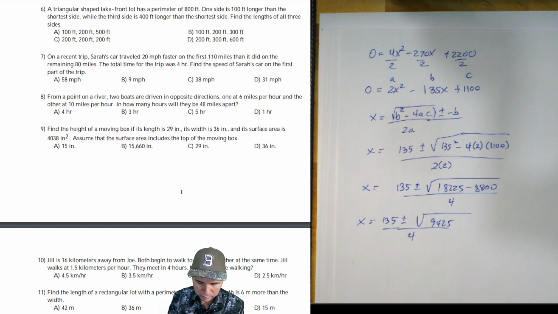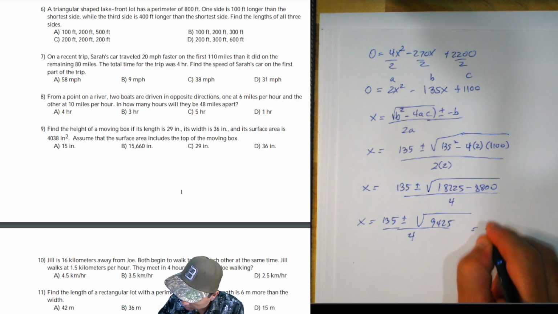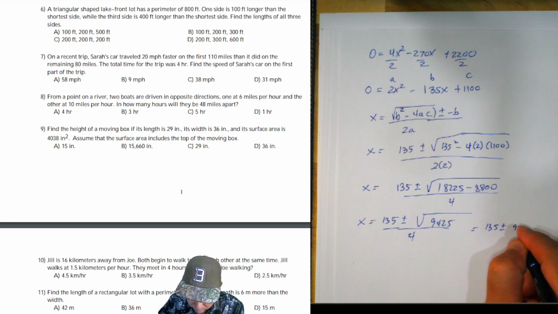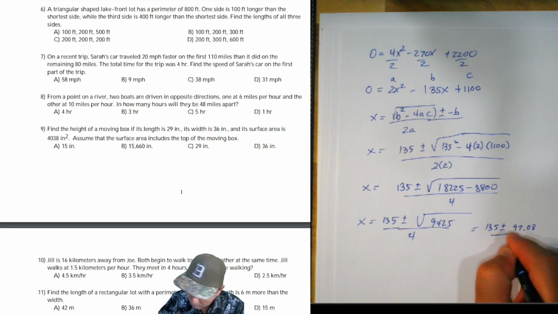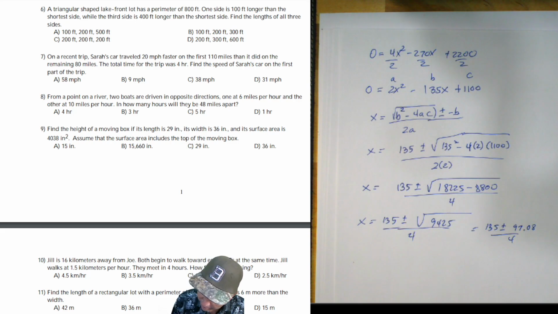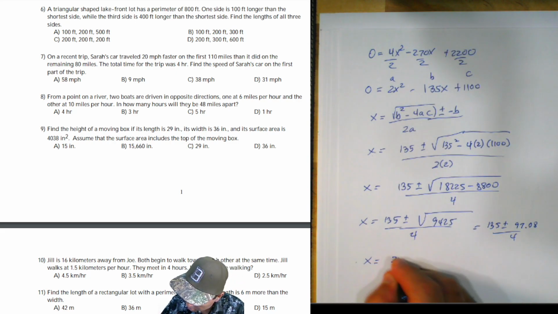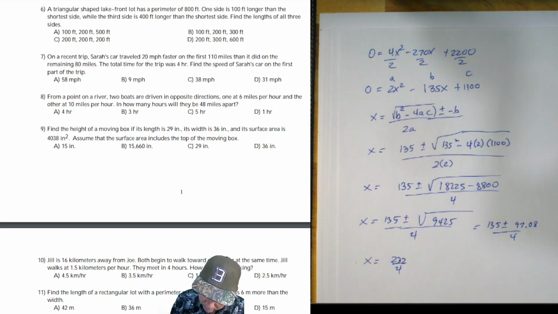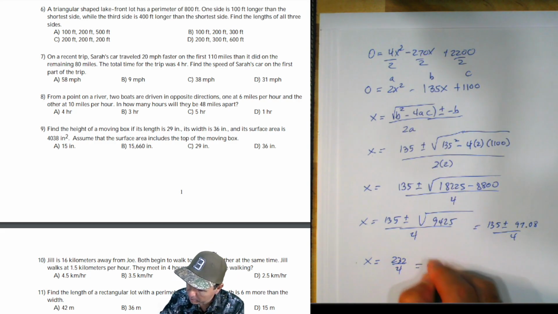Okay. And then you're going to take the calculator, you're going to do 135, and then we'll do the plus 97 equals 232, divided by 4 gives me 58. So the answer was 58 miles per hour.